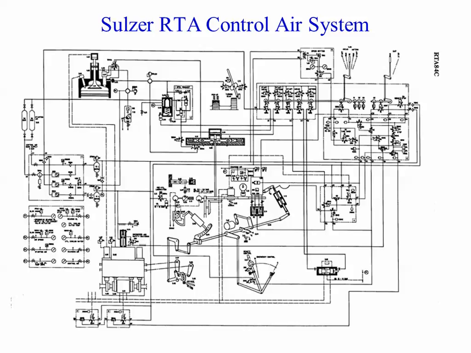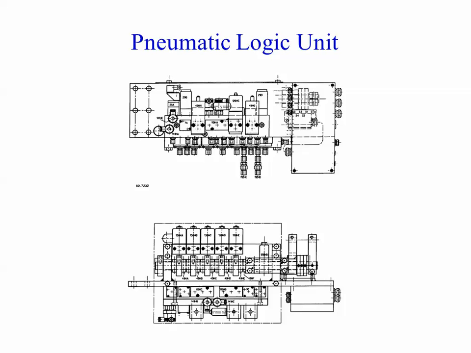Now, in the newest engines, the electronically controlled ones, a lot of these pneumatic controls are going away and we're going to electronic computer control. On the newest engines, everything is controlled off the computer. They have a pneumatic logic unit on these engines. Both the Burmeister Wain MC engine and the Sulzer RTA engines are pneumatically controlled unless you get into the electronics.